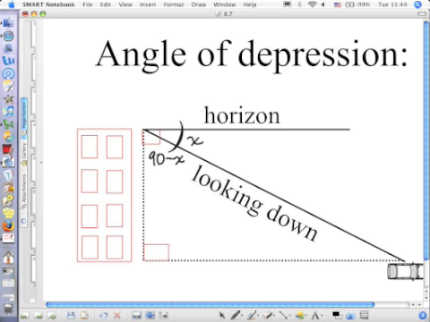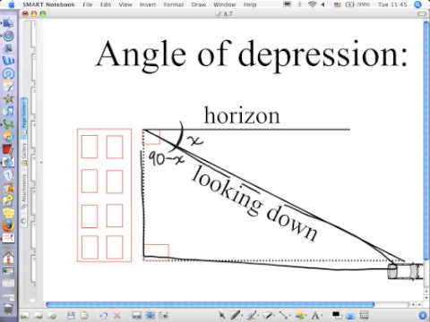So the bottom triangle part isn't really there. This right here is the triangle that you would be using to find out whatever it's asking you for. It may ask you how tall is the building. It may be how far away is the car. You know, what's the distance from the top of the building down to the car? Whatever.